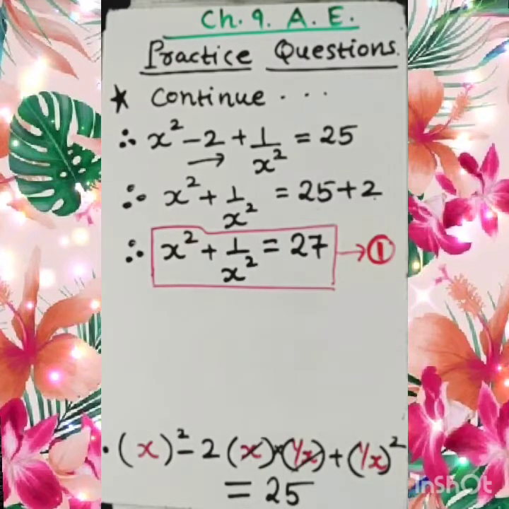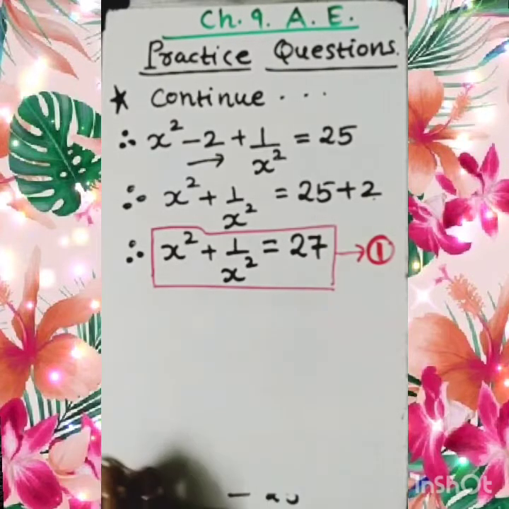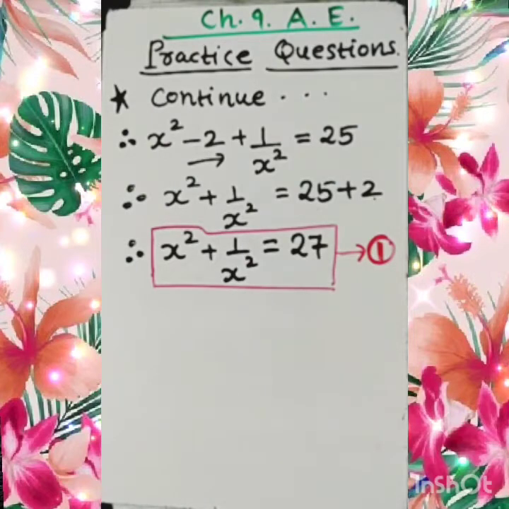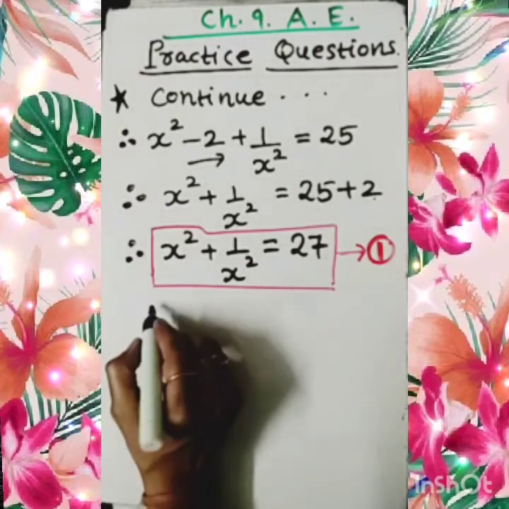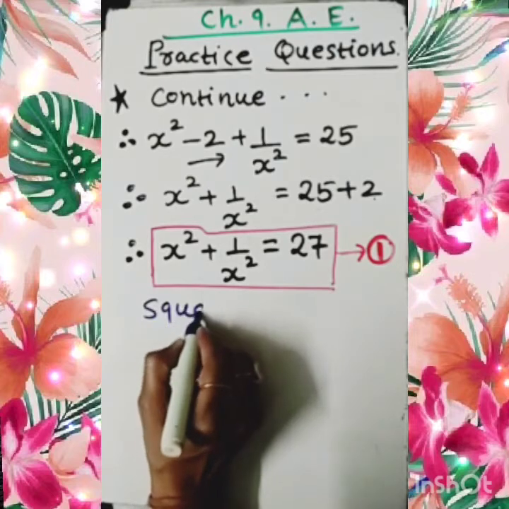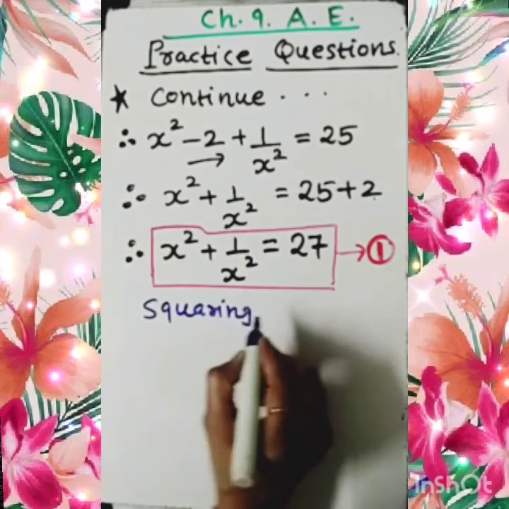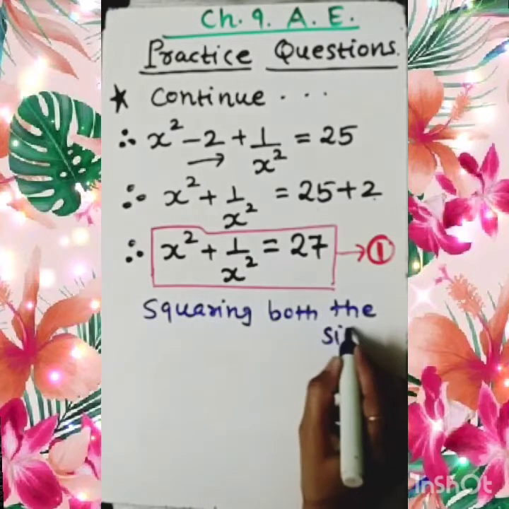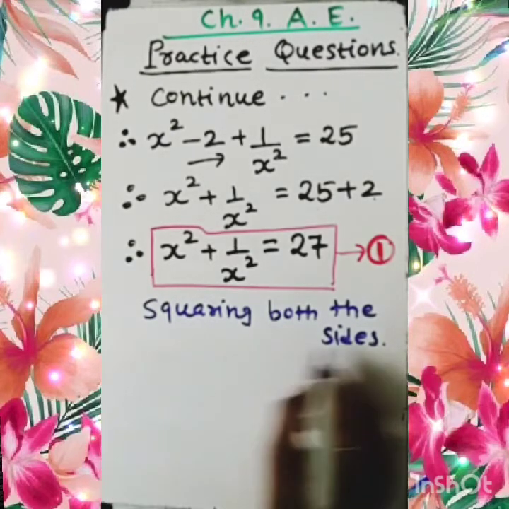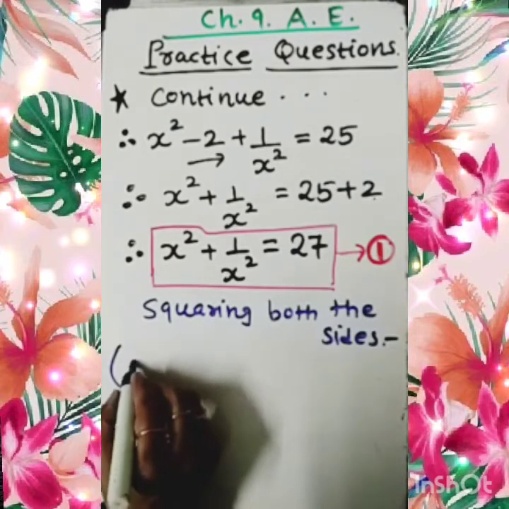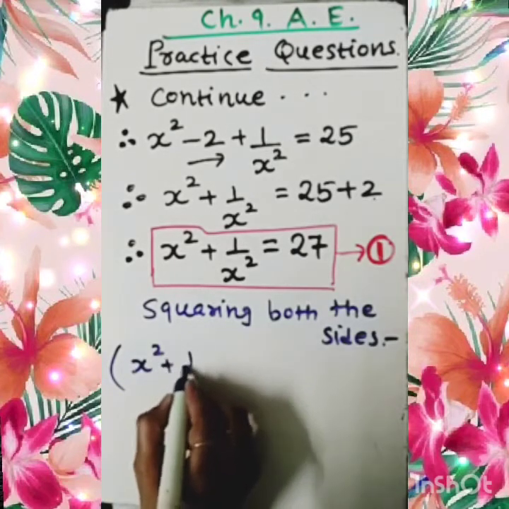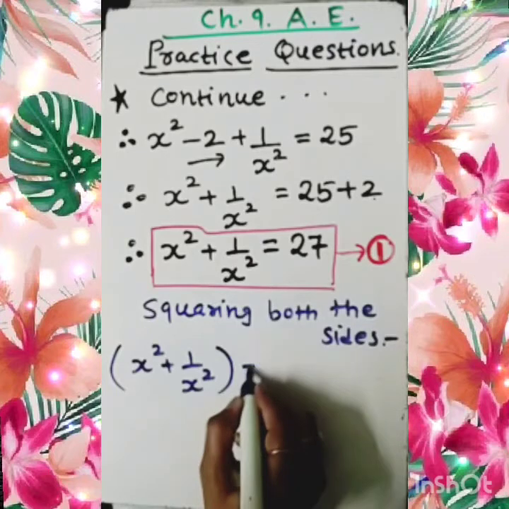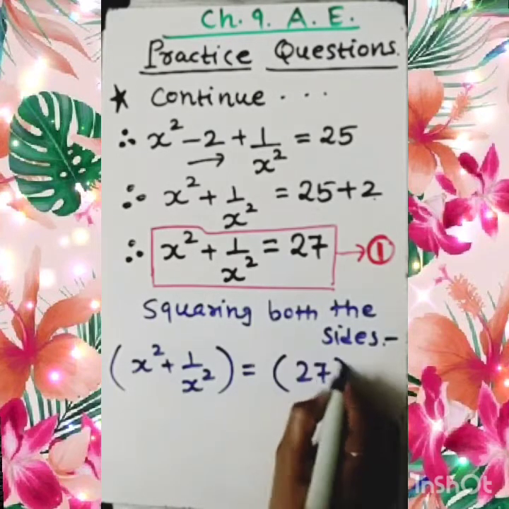Up to here clear? Now let's see what to do for the second part, how to solve. Again we are going to apply the same technique, that is squaring both the sides. So I am going to write here squaring both these sides. Again I will apply the same technique, squaring. Then what do I have? Let's work out. Here x square plus 1 upon x square is equal to 27.